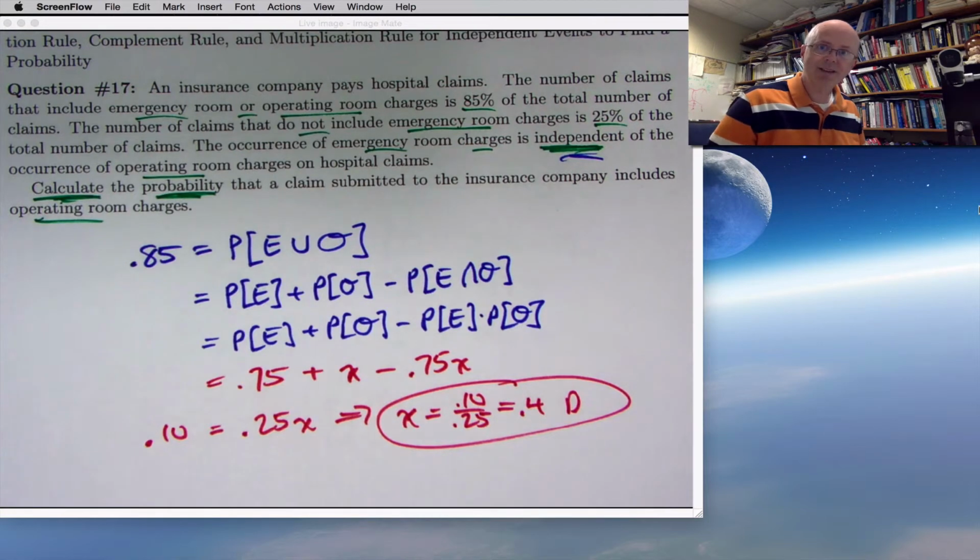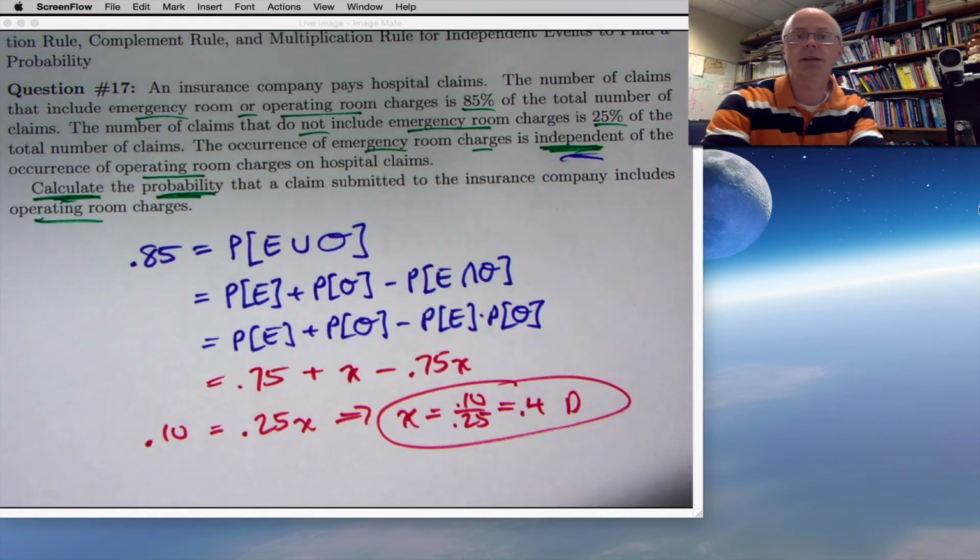Solved that problem pretty quickly, and it's definitely the best way to go. If you took the time to draw a Venn diagram, it might not be that helpful because you would have to think about the independence in terms of the Venn diagram. So it's definitely better to use the formula in this situation.